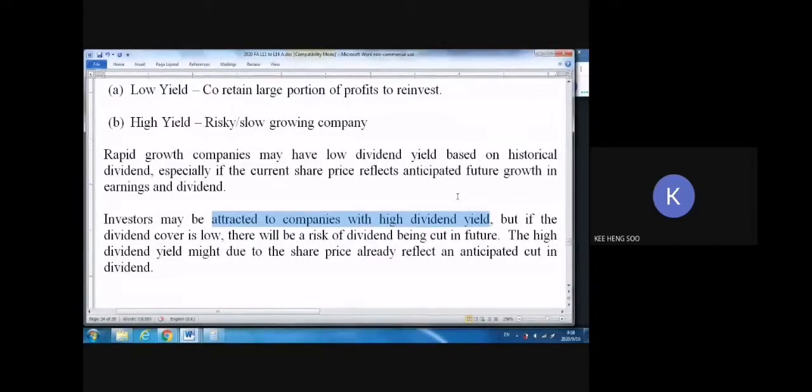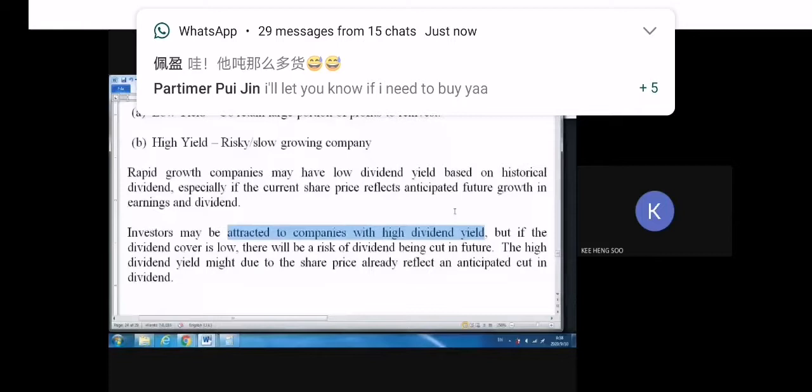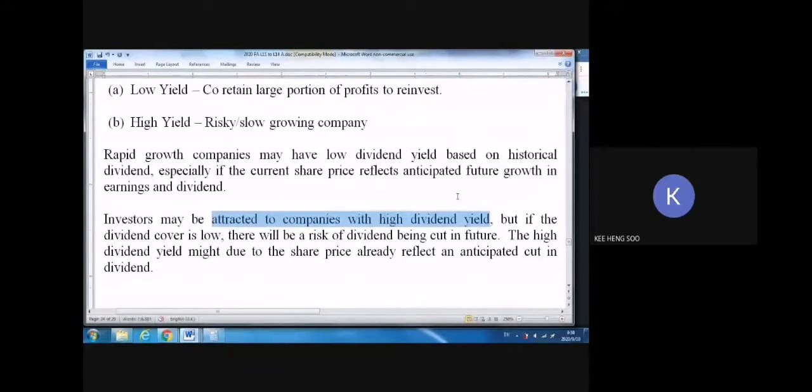But if the dividend cover is low, there will be a risk of the dividend being cut in the future. So a high dividend yield might be due to a fall in the share price or due to the anticipated cut in the dividend.